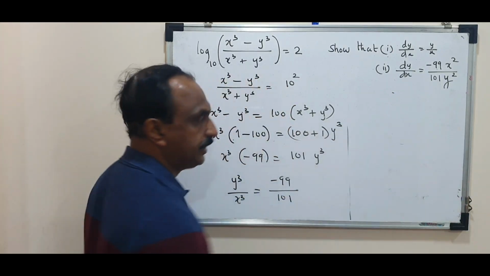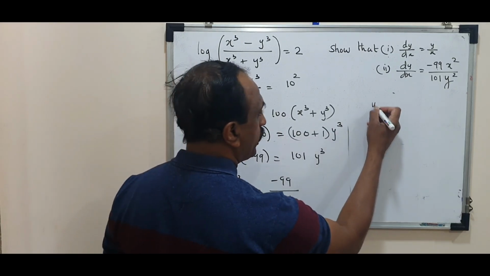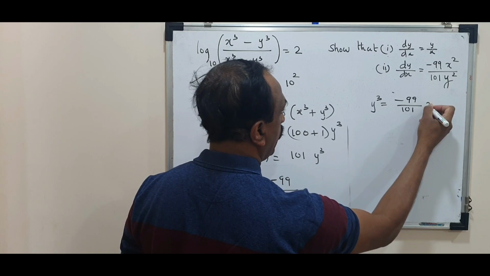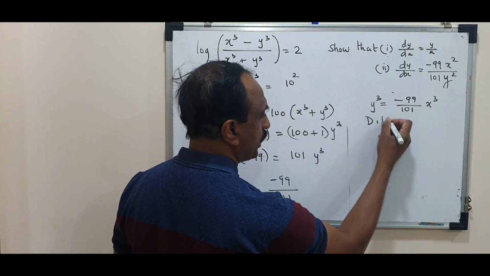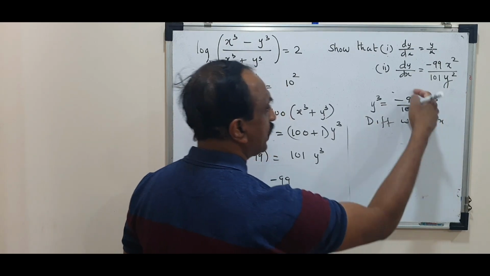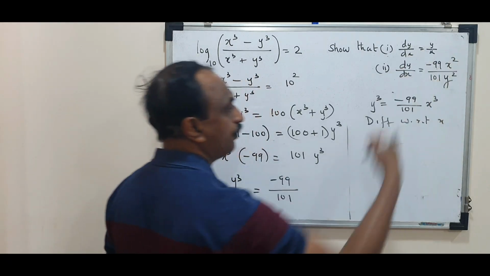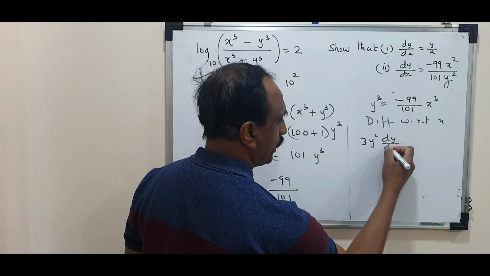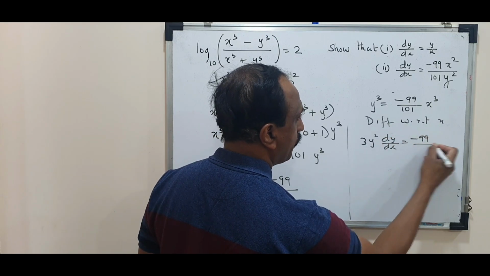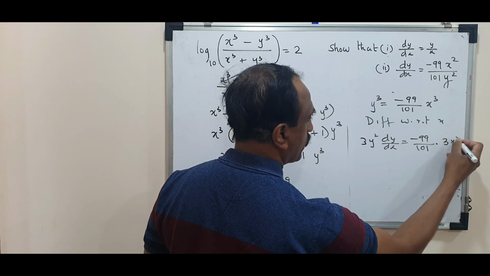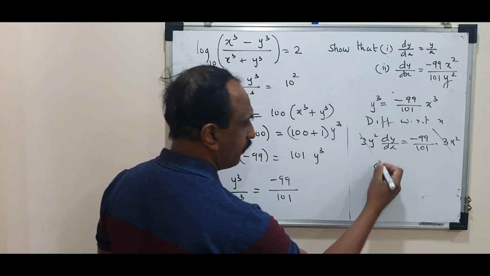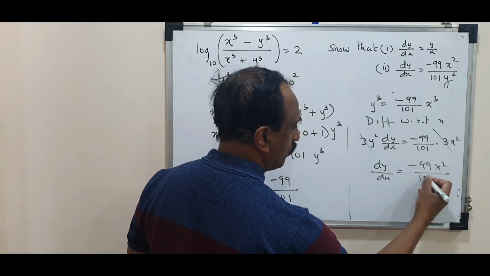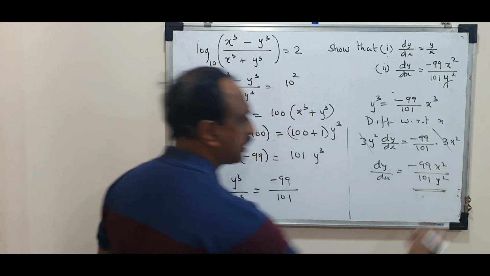Now the second part of the question, the only difference is y cube is equal to minus 99 upon 101 into x cube. Now if you differentiate with respect to x, your answer will contain this 99 upon 101 which is required. So 3y square dy by dx is equal to minus 99 upon 101 into 3x square. And you cancel off 3. So dy by dx is exactly your answer: minus 99 x square upon 101 y square. This is how you need to deal with it.